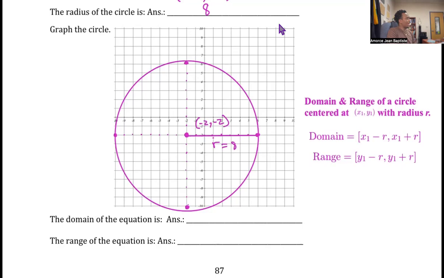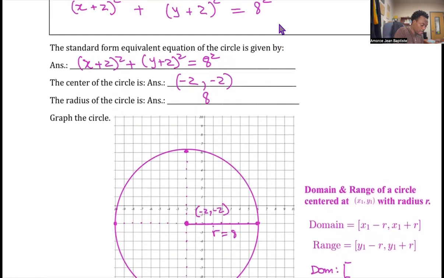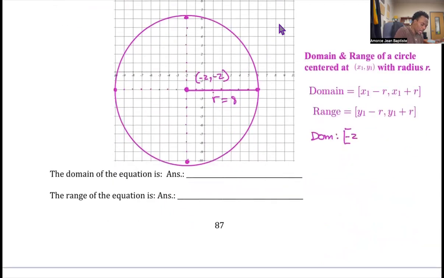And we are also asked to find the domain and the range. But basically, you can just read the numbers. But if you didn't have it graphed, this is the formula you would use to find the domain and the range. So a domain would be the X1. X1 was what? Negative 2 minus the radius that is 8, comma, X1 negative 2 plus the radius that is 8. So that is, domain is negative 10 to positive 6. That's a domain, and you can see that that's positive 6 and that's negative 10.